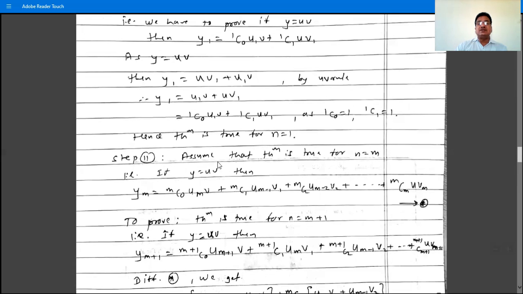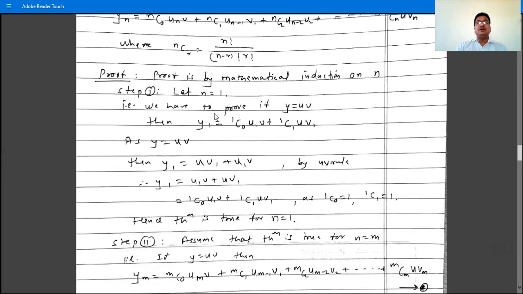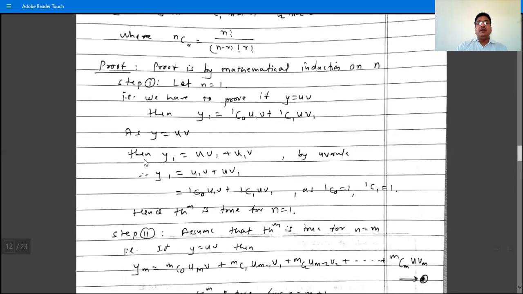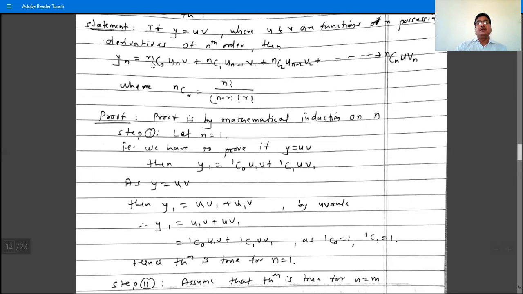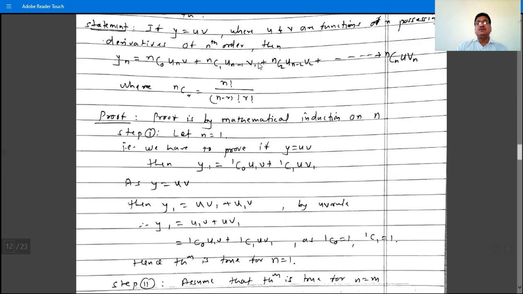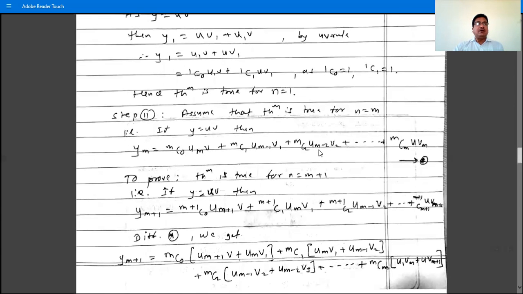Now in the second step, assume that the theorem is true for n is equal to m. That is, what is our assumption? If y is equal to u into v, then ym is equal to, substituting n as m, mC0 um v plus mC1 um minus 1 v1 plus mC2 um minus 2 v2 plus dash plus mCm u vm. So if y is u into v, then ym is this. Suppose this is star, and this is our assumption, called the induction hypothesis.